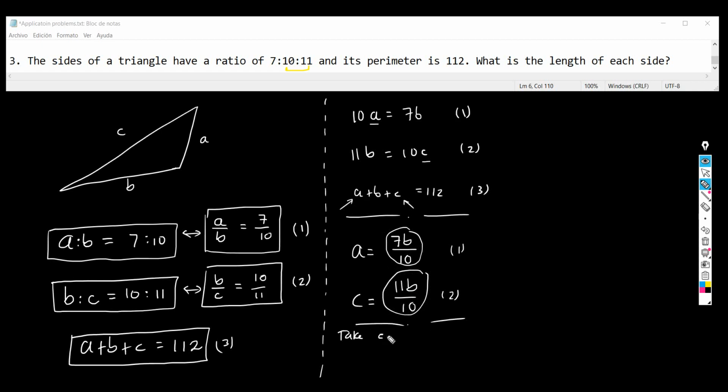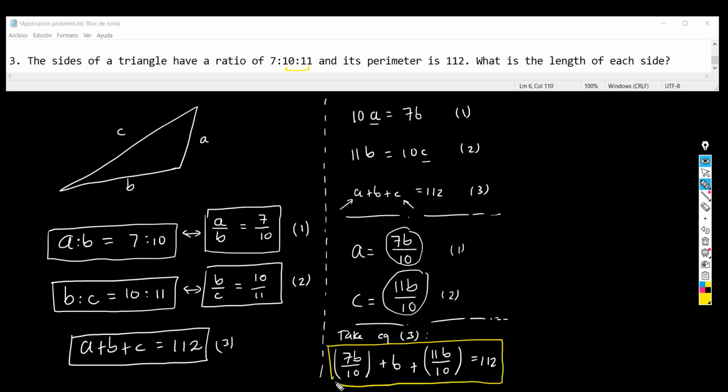Now I'm going to take equation 3 and I'm going to do this. Equation 3 starts with a. What is a? A is equal to 7b over 10. So I'm going to write that down. 7b over 10. There you go. Plus b. So I write plus b plus c. But what is c? C is equal to this. 11b over 10 equals 112. And if you notice, we have obtained, like we always do, an equation with just one single variable.